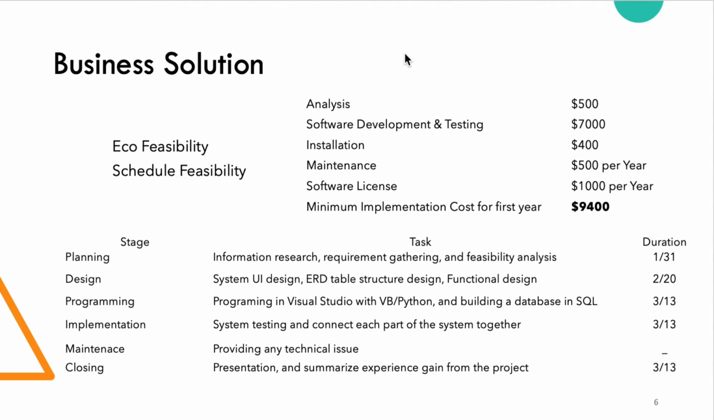In this slide, I am going to discuss the analysis, like the financial analysis and also the duration of the project. So we are expecting a budget of 9,400, which would be the implementation cost for the first year, and the duration would be closer to 2.5 months.